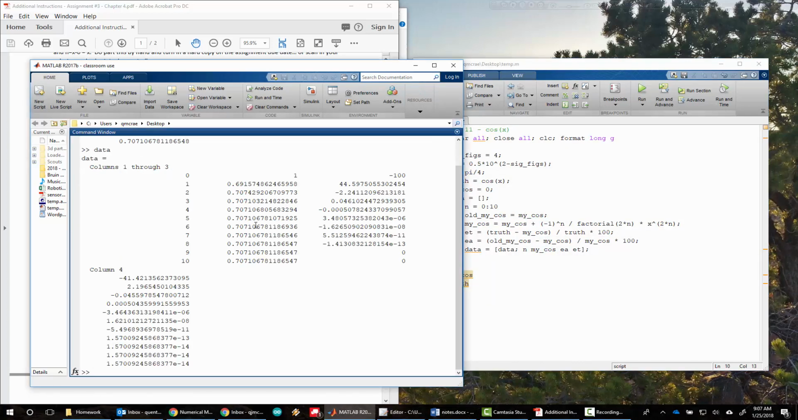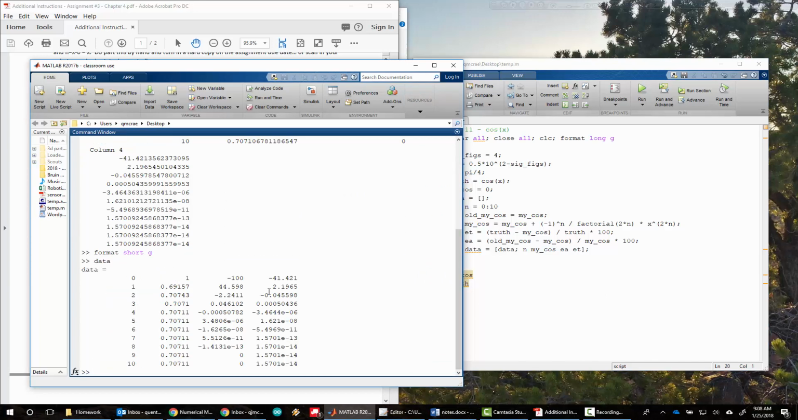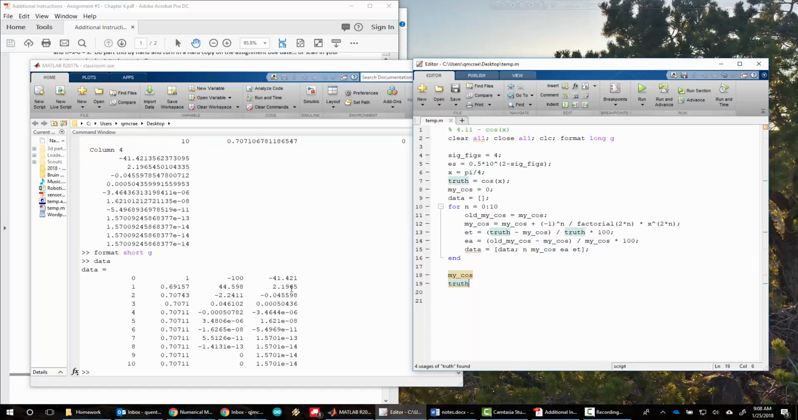I can look at data, and now I have the columns. At n equals 0, here's this, and here's this, right? And you can go through and see what it is. So there, I'm going to look at format short G, data. So now you can look at n equals 0: my cosine is equal to 1, EA is 100%, and ET is minus 41%.